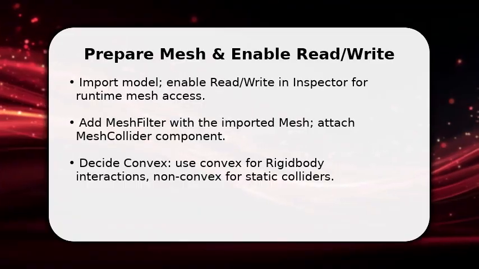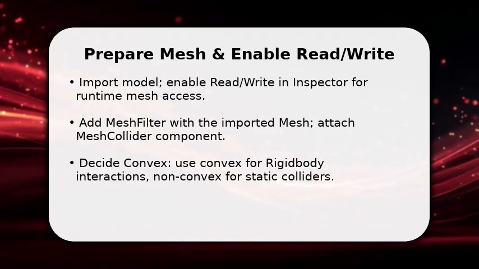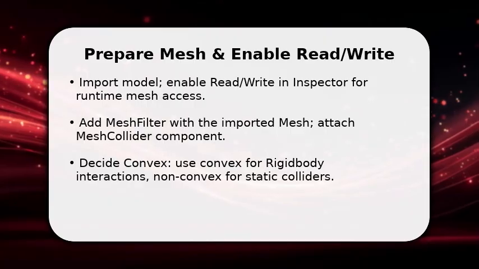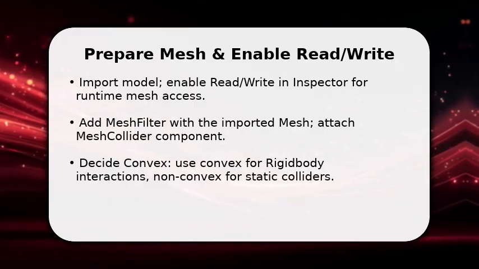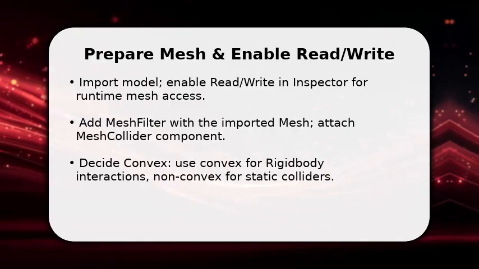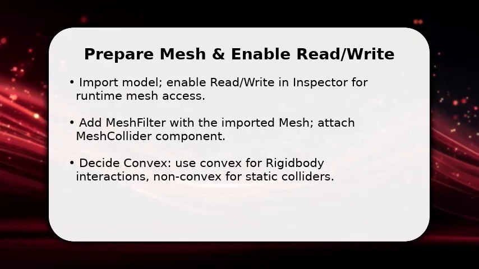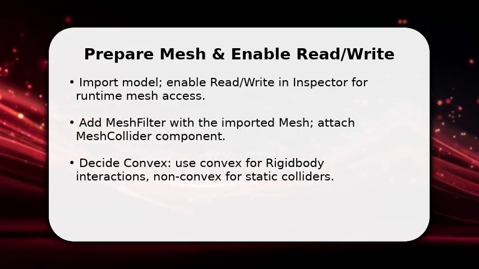You start by making the mesh usable. Import your model and make sure read/write is enabled in the model importer so Unity can access vertex data. Once done, add a mesh filter and assign the imported mesh, then attach a mesh collider component to the same game object.